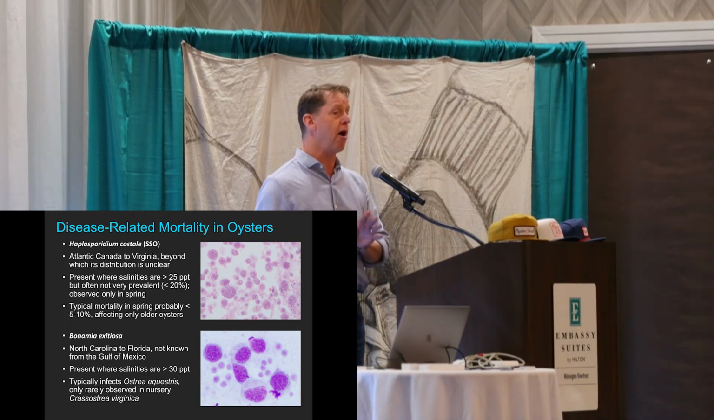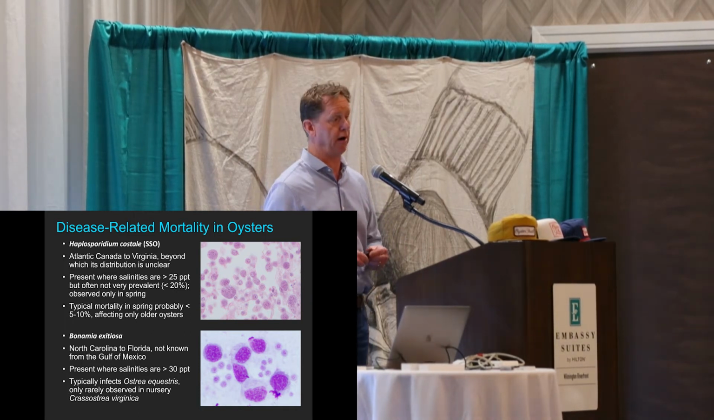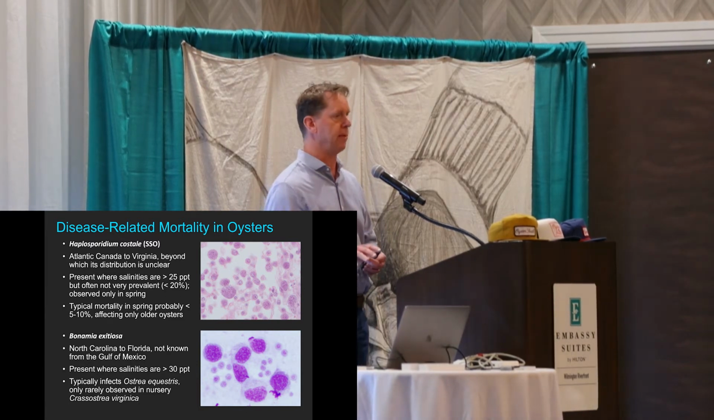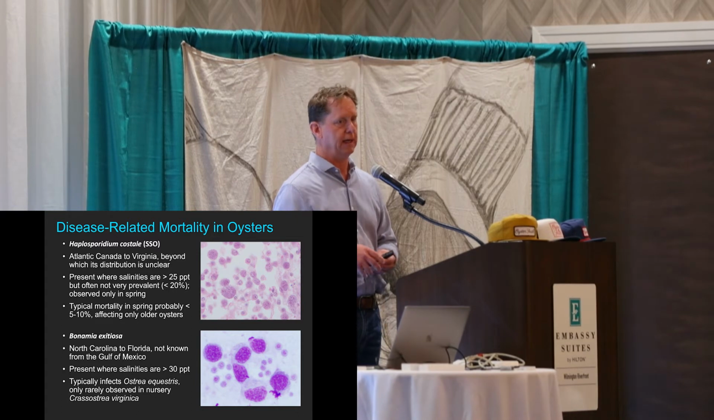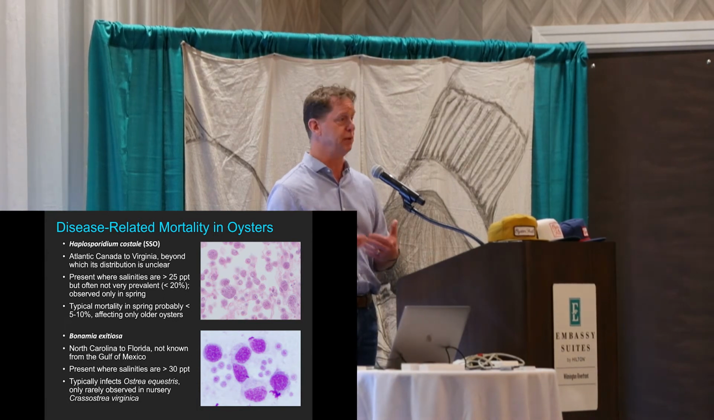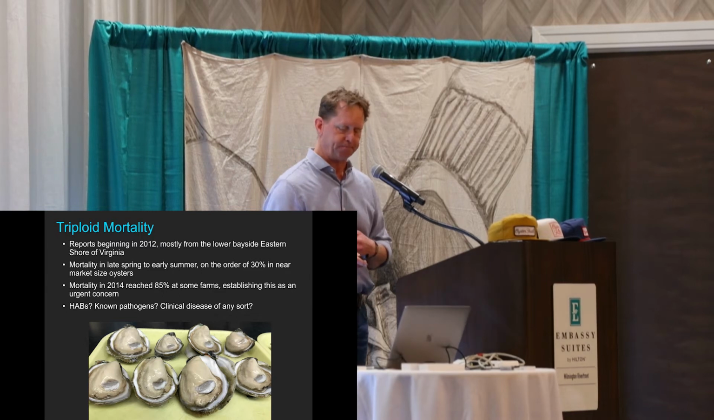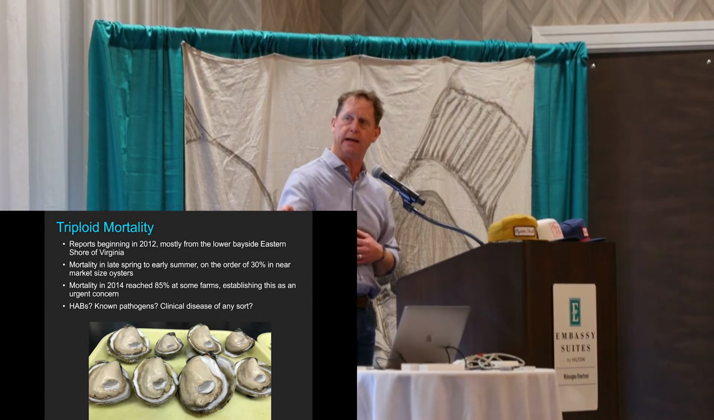So basically, we know what the sources of mortality are in general that are caused by the major parasites. It's mostly dermo, and that's mostly in the fall. The rest of the year in this region, once the oysters have gone past the nursery stage, they should be doing okay. But they aren't always. So there's triploid mortality.